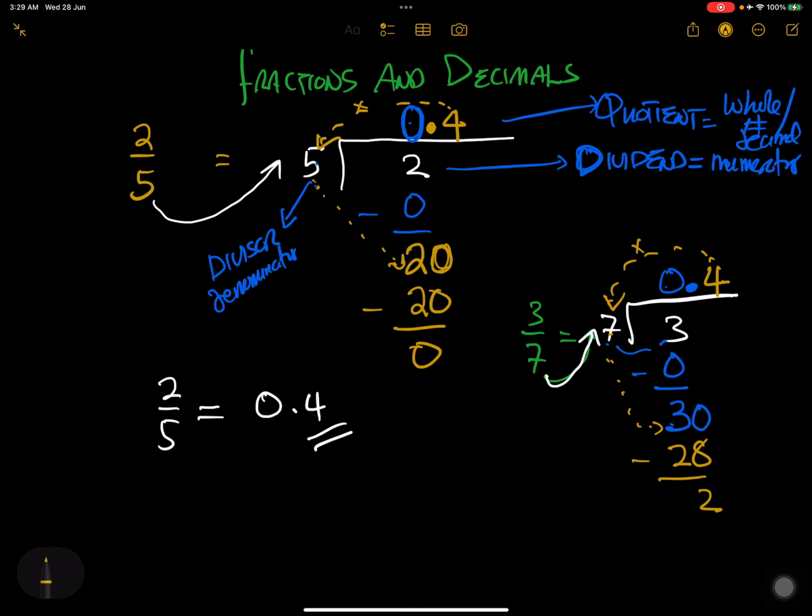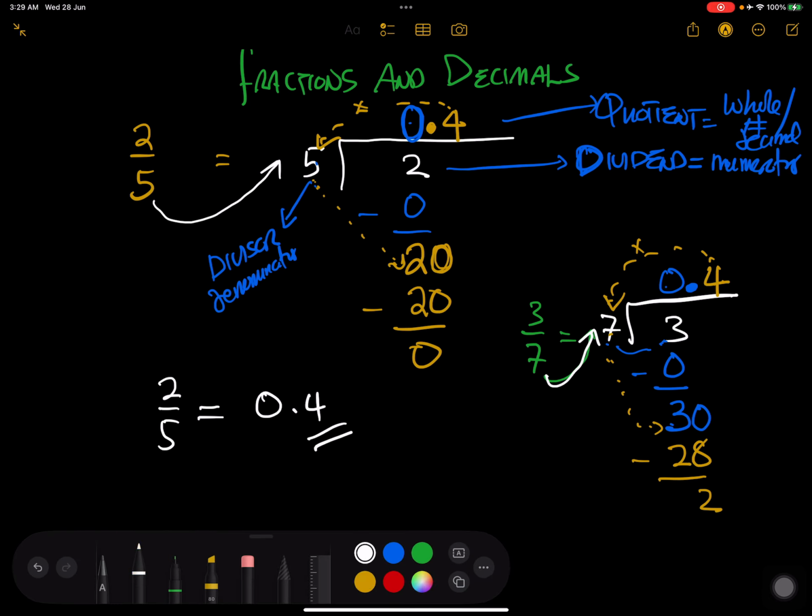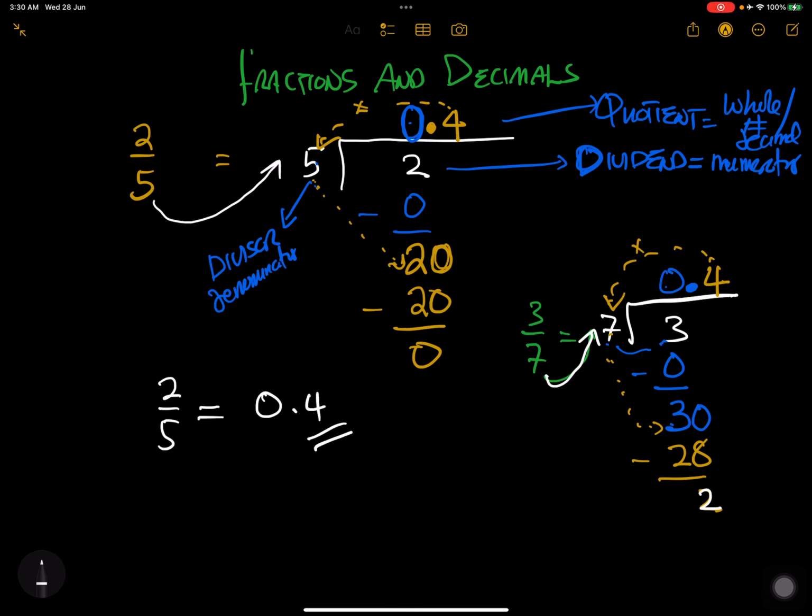Once we get 2, we ask the question again, can 7 go into 2? And it's not possible. Because it's not possible, and we've already introduced a decimal point, we just add 0 to the 2, and we get 20. Can 7 go into 20? Yes. It's going to be 2 times. And 2 times this 7 is 14.